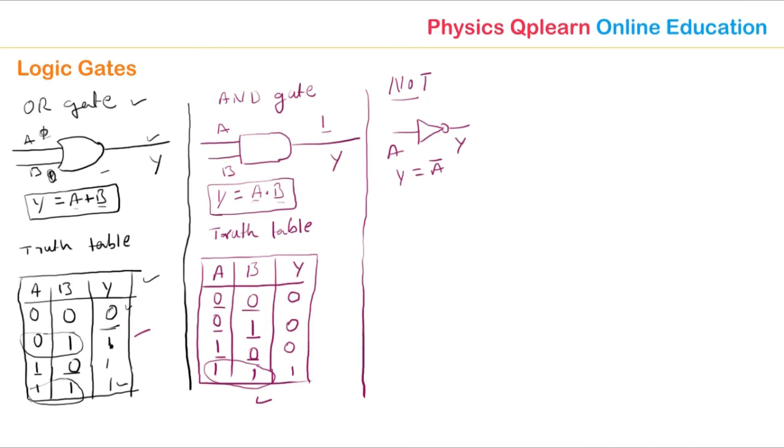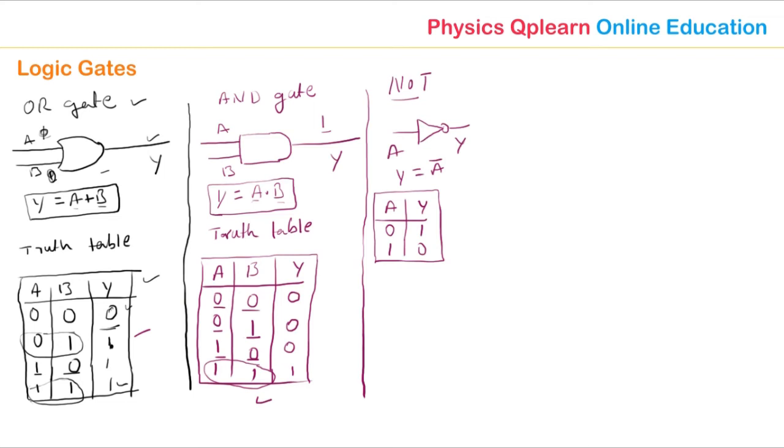Are you clear? The truth table of this one has only A, because there is only one input and one output. Suppose you send A as 0, input is low, output is 1. Next, if input is high, output is low. So this is the truth table of the NOT gate, because it has only one input and one output.